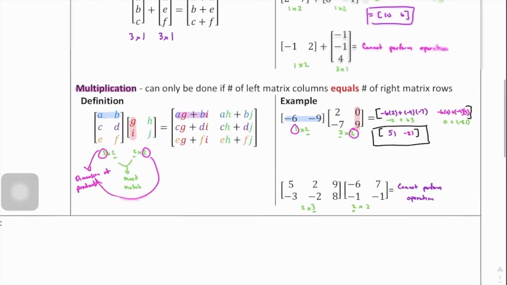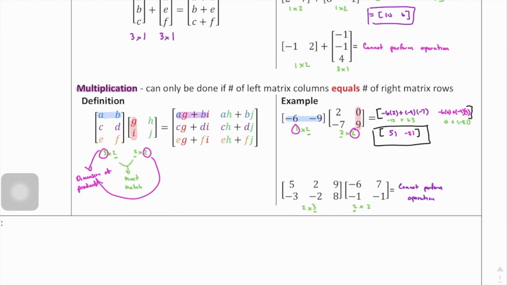Okay. And that's it for matrix operations.